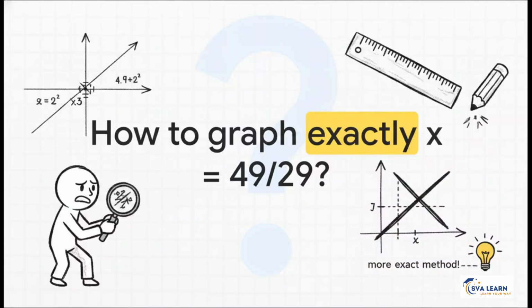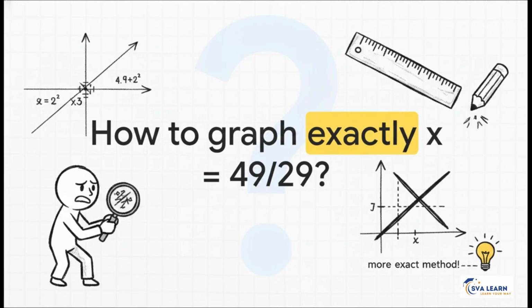So up until now, you've probably been relying pretty heavily on the graphical method. You plot two lines, and where they cross, boom, there's your solution, right? Easy. But hold on a second. Let me ask you a question. How do you flawlessly graph a coordinate where x equals exactly 49 over 29?